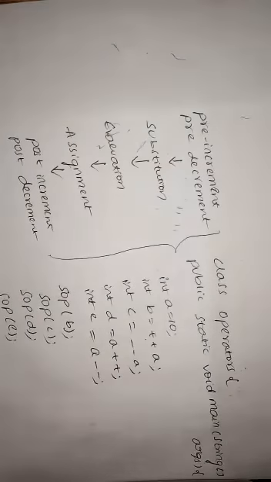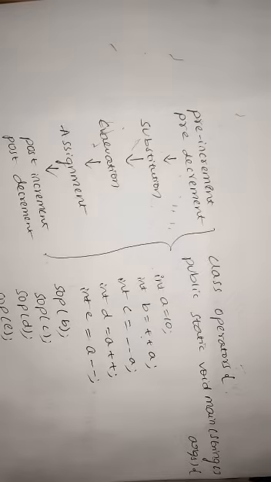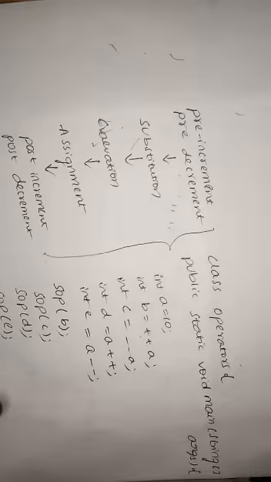Here are the 5 steps. By using these 5 steps, we will get to know how the flow will be. That is pre-increment, pre-decrement, substitution, evaluation, assignment, post-increment, post-decrement. These are the 5 steps.